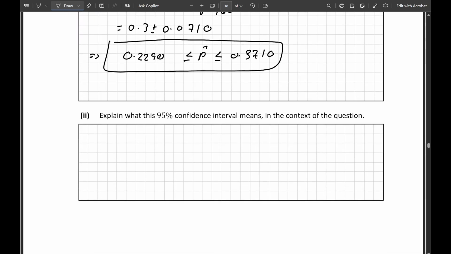So 95% confidence level means, in the context of the question, that we can essentially say that 95% of the samples will lie within the region.